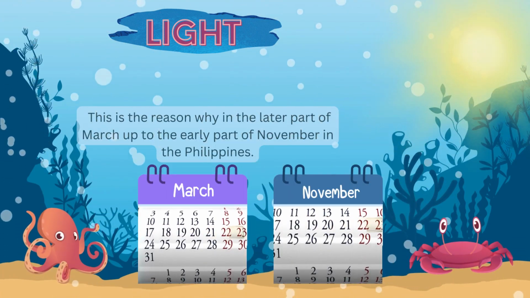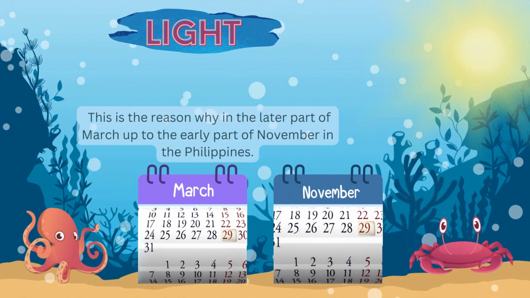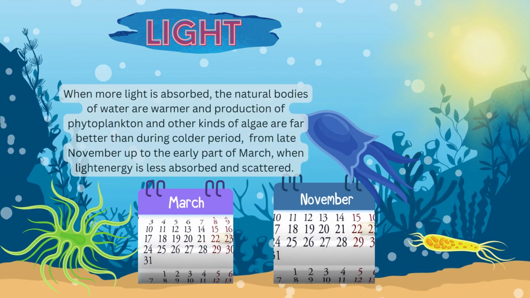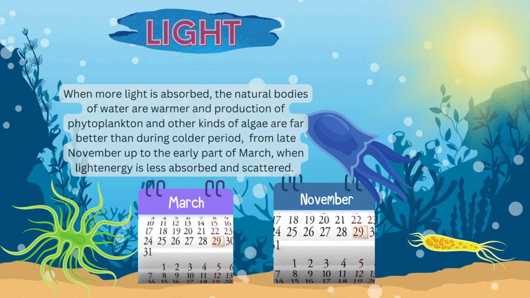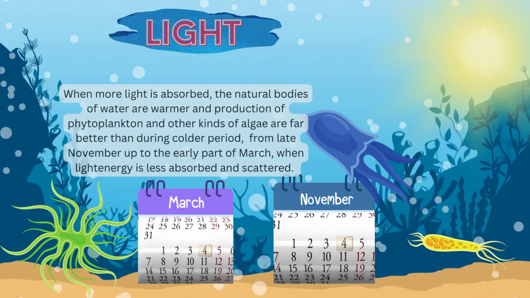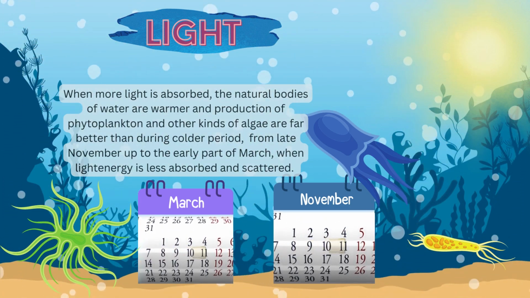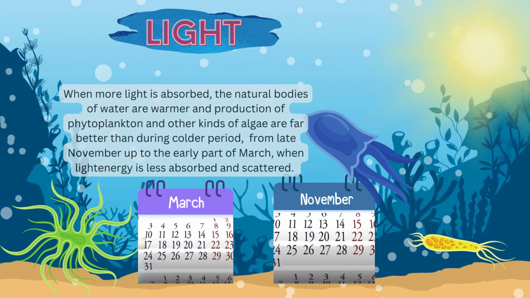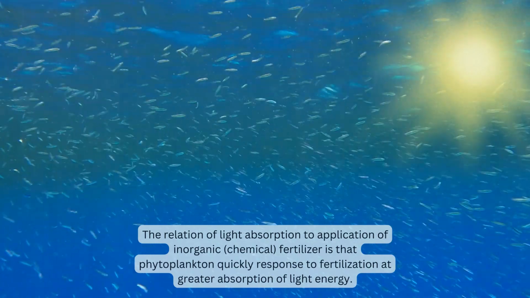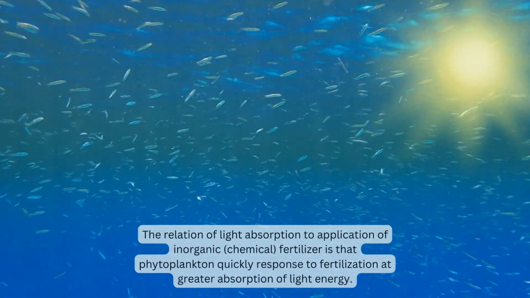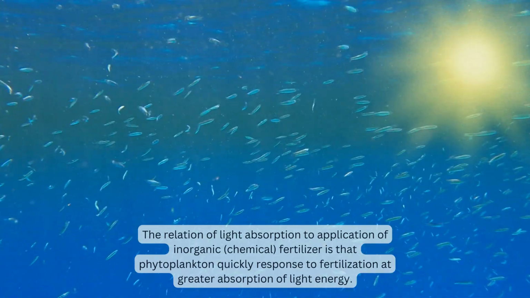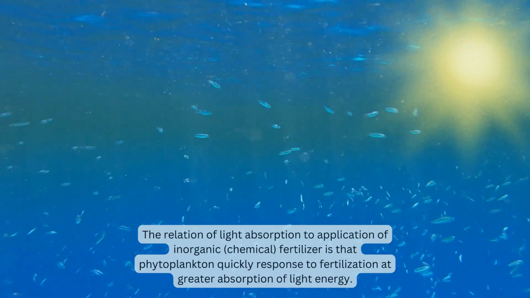And this is the reason why, in the later part of March up to the early part of November in the Philippines, when more light is absorbed, the natural bodies of water are warmer and production of phytoplankton and other kinds of algae is far better than during the colder period, from late November up to the early part of March, when light energy is less absorbed and scattered. The relation of light absorption to application of inorganic or chemical fertilizer is that phytoplankton quickly responds to fertilization at greater absorption of light energy.